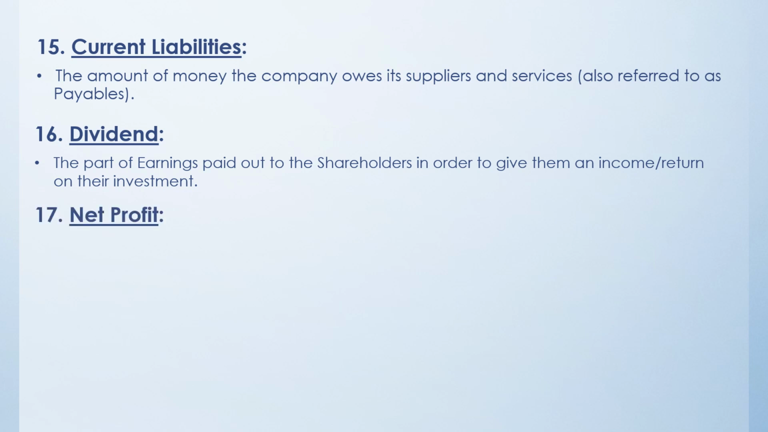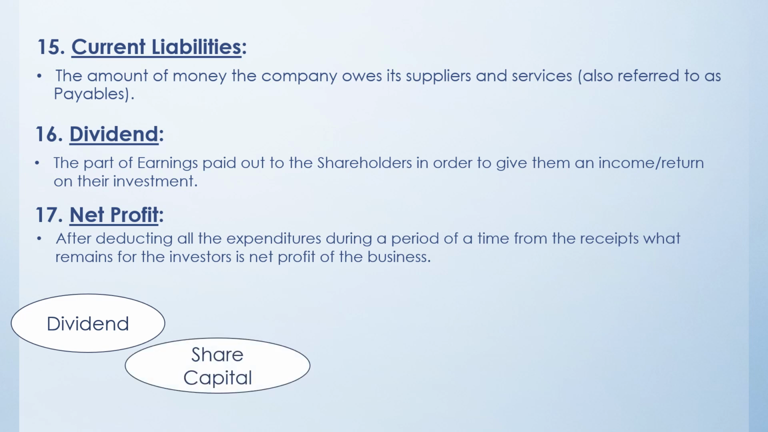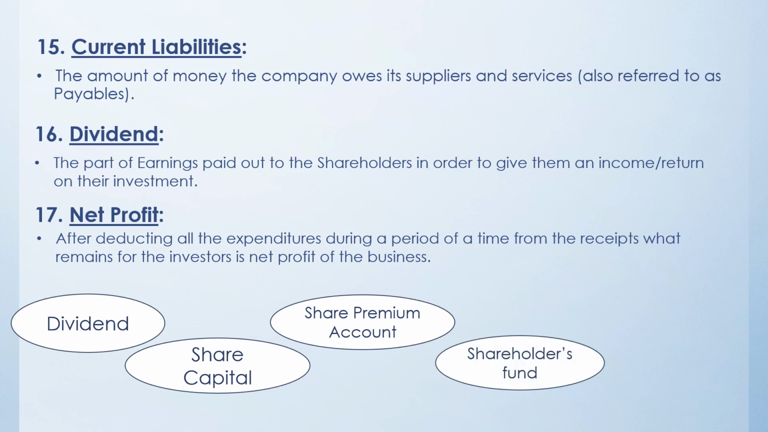Now net profit. So after deducting all the expenditures during the period of a year, or basically it may be 6 months or 3 months, as the case may be, from the receipt, what remains for the investor is the net profit of the business. In the above amount, some portions will be paid out as dividend. The rest is share capital, share premium account, shareholders' fund and working capital.